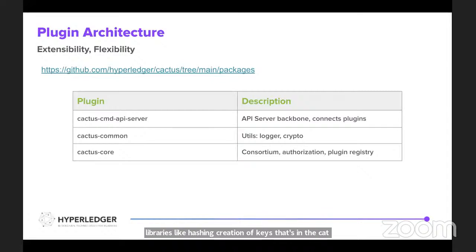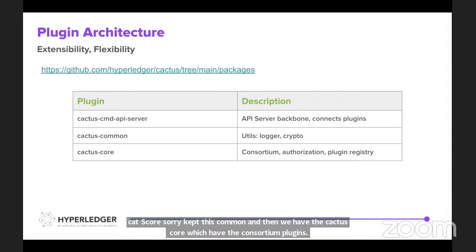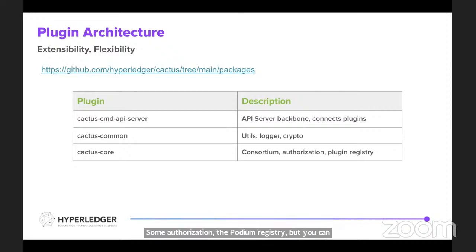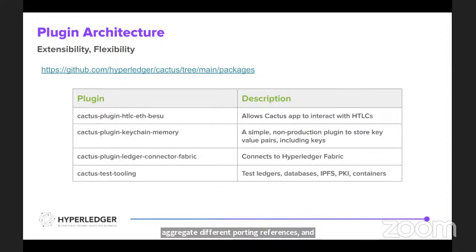And then we have the Cactus core, which has the consortium plugins, some authorization, the plugin registry, where you can aggregate different plugin references, and so on. We also have, for example, a plugin that allows you to interact with hash time lock contracts. So for a specific contract that's deployed, let's say on Ethereum or on Besu in this case, you have a set of interfaces of APIs that you can use to interact with that contract, such as deploy, lock, etc.